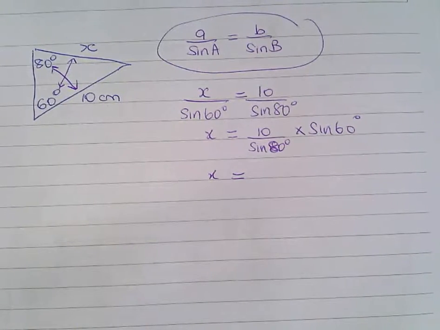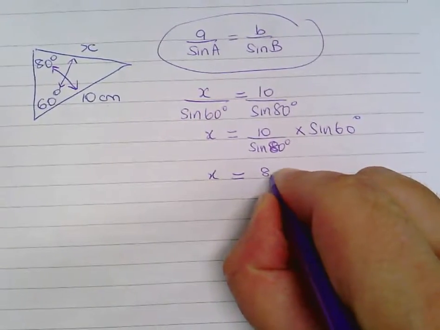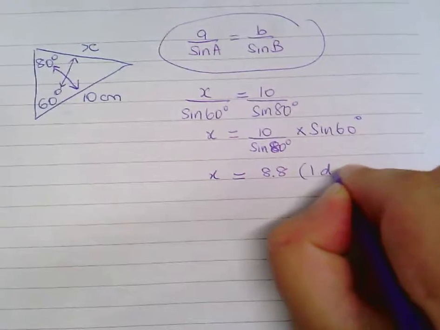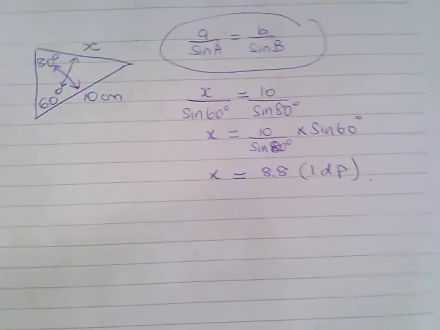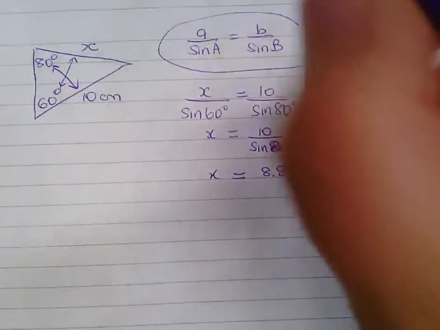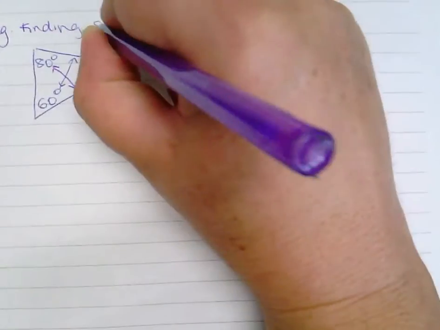So what have we got? 8.79. So let's just go 8.8 to 1 decimal place. Okay? Right. That is finding a side length. Okay? We'll do an angle. So that was an example on finding a side length.